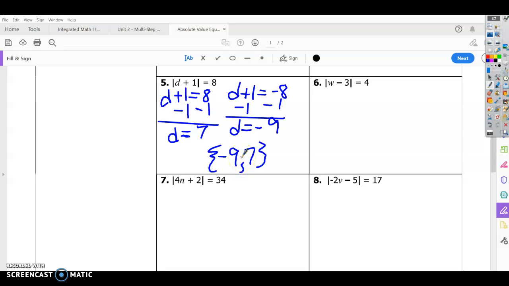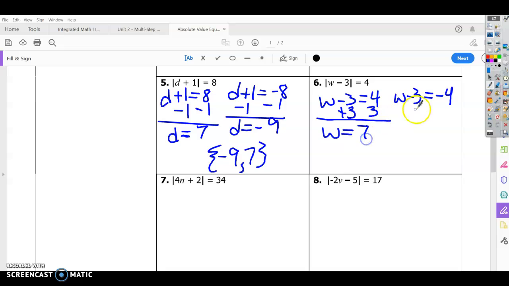All right. Number 6, w minus 3 equals positive 4, and w minus 3 equals negative 4. Opposite of negative 3 is plus 3. W equals 4 plus 3, which is 7. Add 3. W equals negative 1. So my solution set is negative 1 and positive 7.